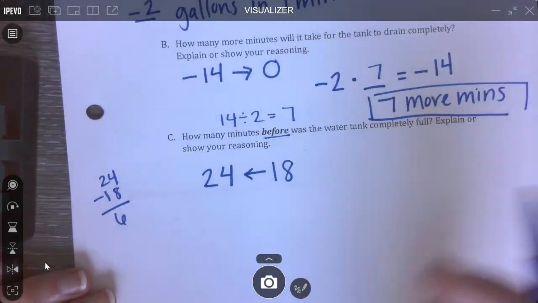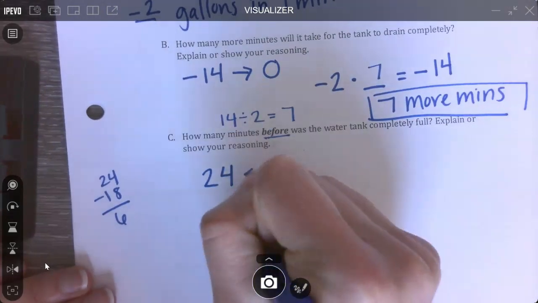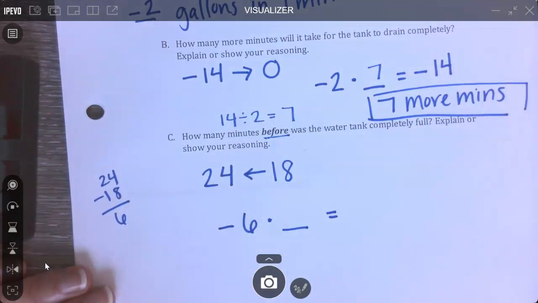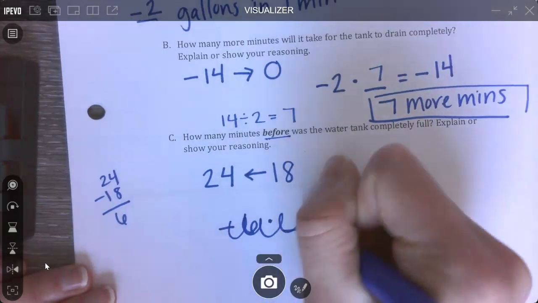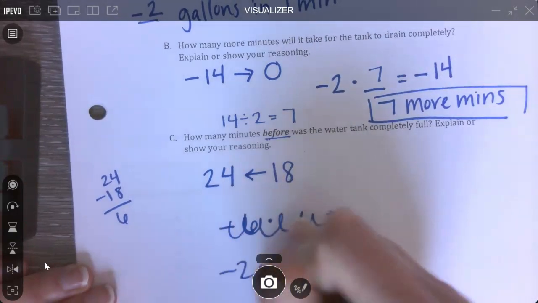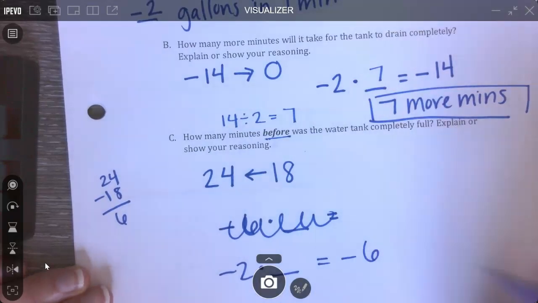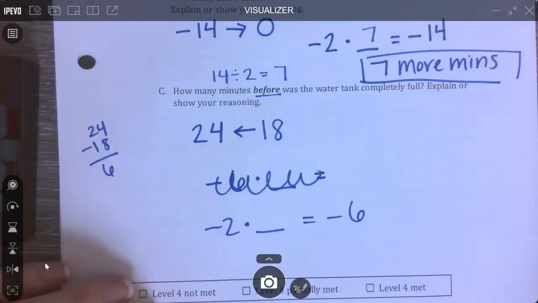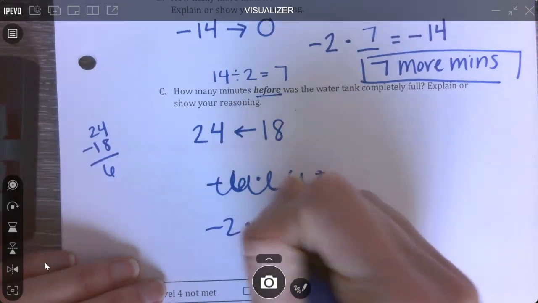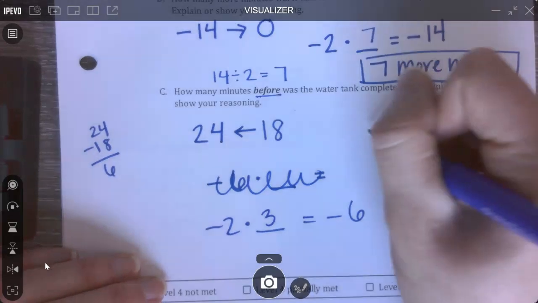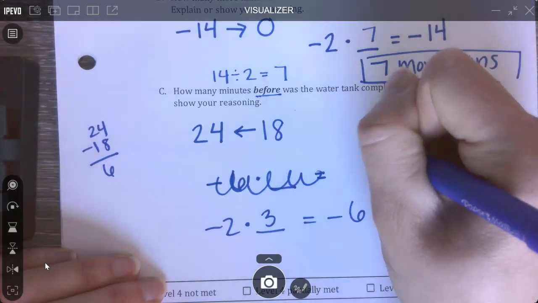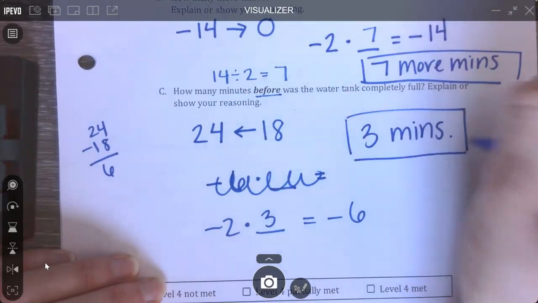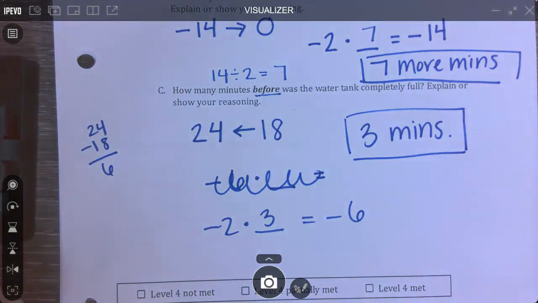So if I think about, I'm going back in time, I'm trying to get to negative 6: something times negative 2 equals negative 6. My bad. How many minutes would it take us to get to negative 6? Negative 2 times 3. So I need 3 more minutes before. So 3 minutes. All right, let Miss Grew know if you have any questions.